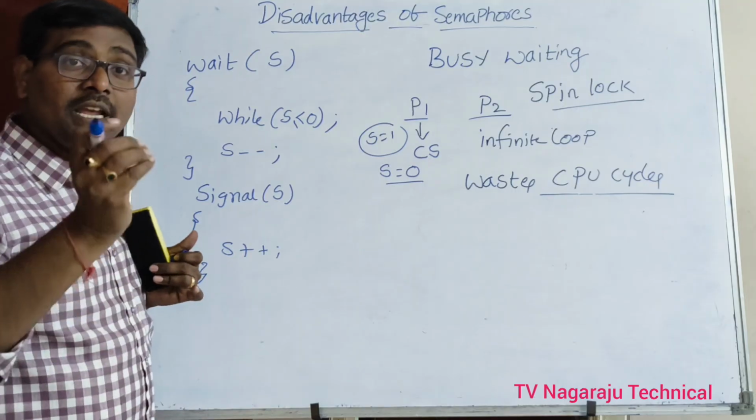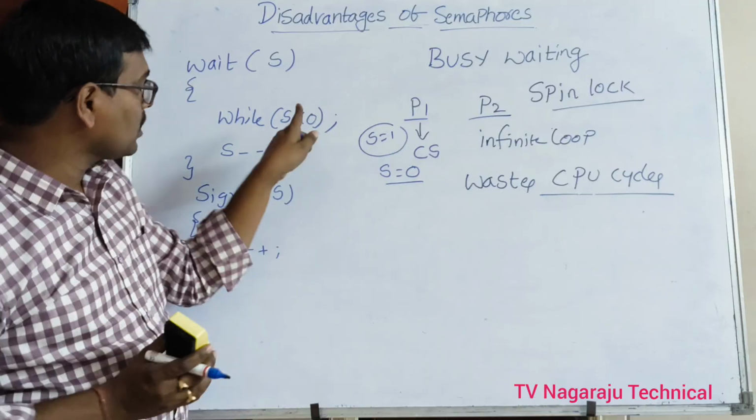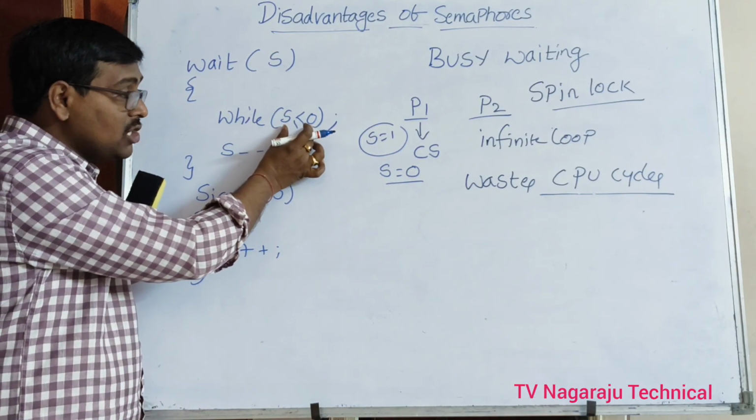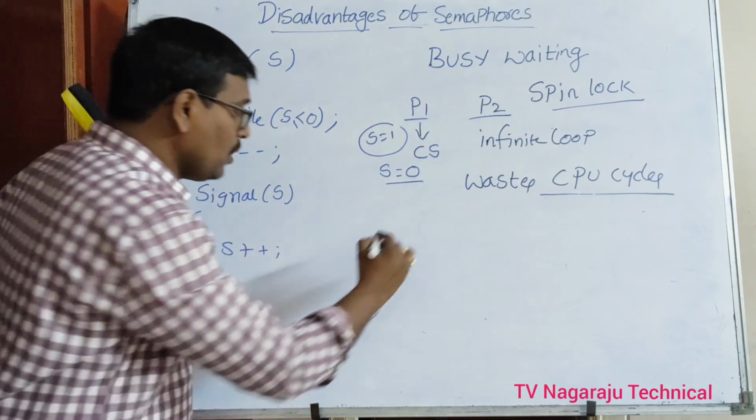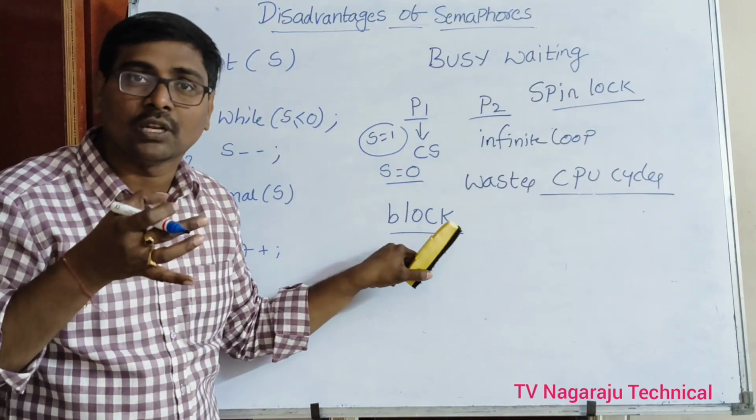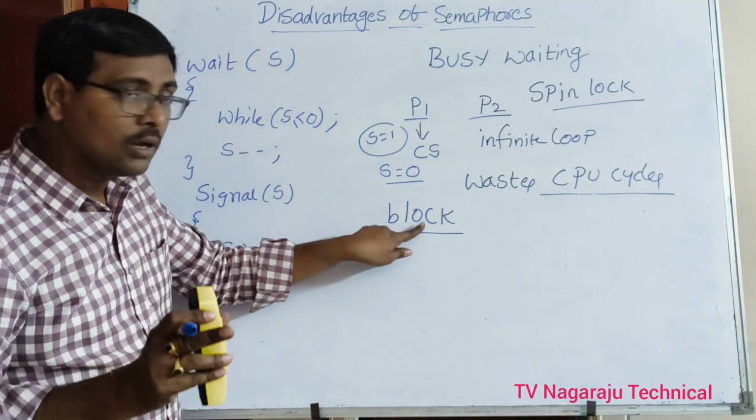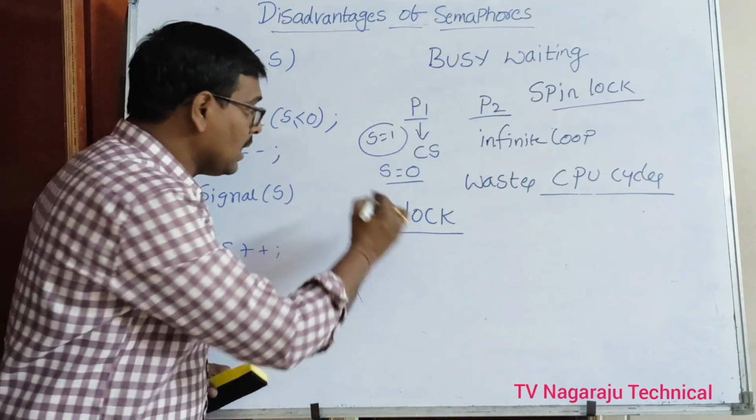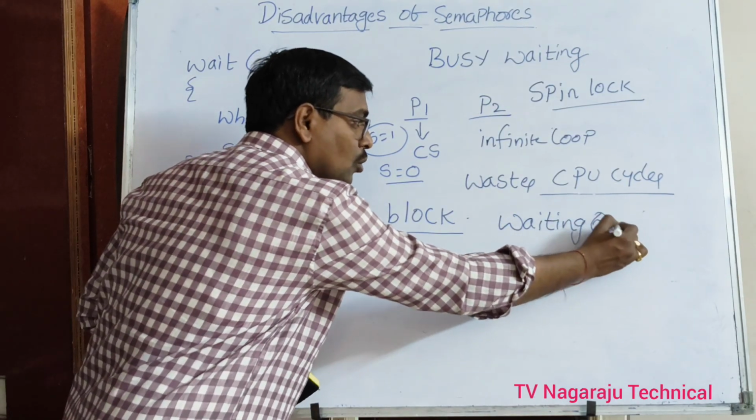Simply change the definition of the wait operation. We know the wait operation is, if a process is in the critical section, first test the condition. If the condition is true, the process needs to wait. In that case, what are we doing? Simply block the process. This is the solution. Whenever the condition is true, instead of waiting, block the process. What is meant by blocking? Blocking means simply the process is placed into the waiting queue.